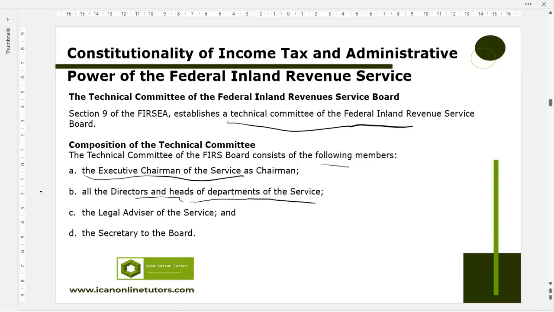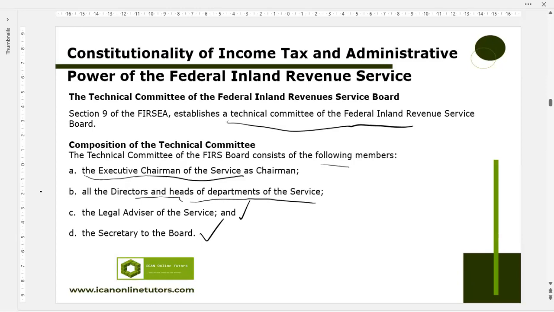Please don't mix it together. You can see this one is different from the composition of the board of the FIRS. This one is about the technical committee of the FIRS board, and their chairman is the chairman of the board. Then all the directors and heads of departments of the service. We have director of international tax policy, director of fiscal policy, director of this, director of that. These directors and heads of departments are also part of the technical committee, and the legal advisor of the service, as well as the secretary to the board of the FIRS. So these are the composition of the technical committee. Are we together? So they are in four parts. Please take notes.